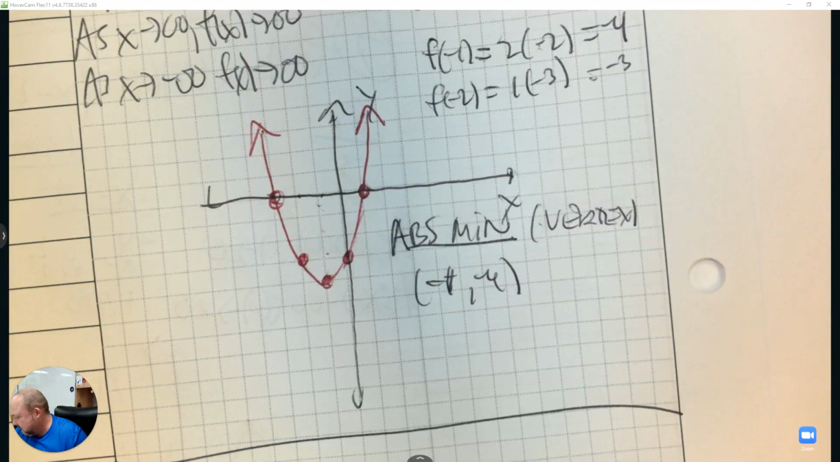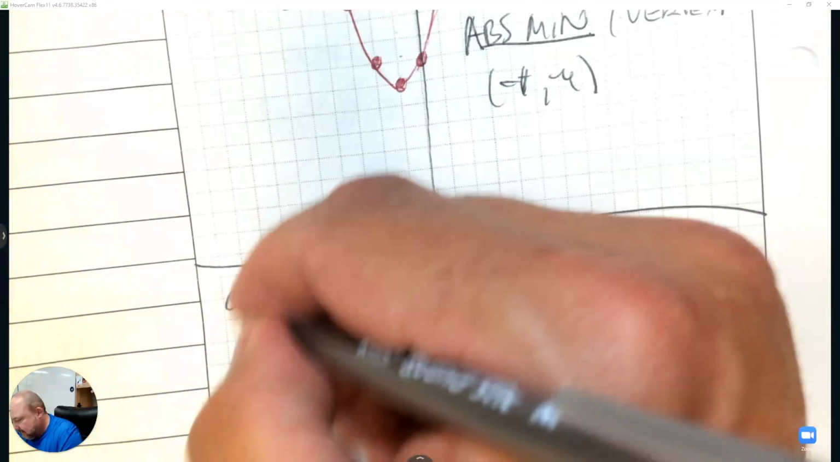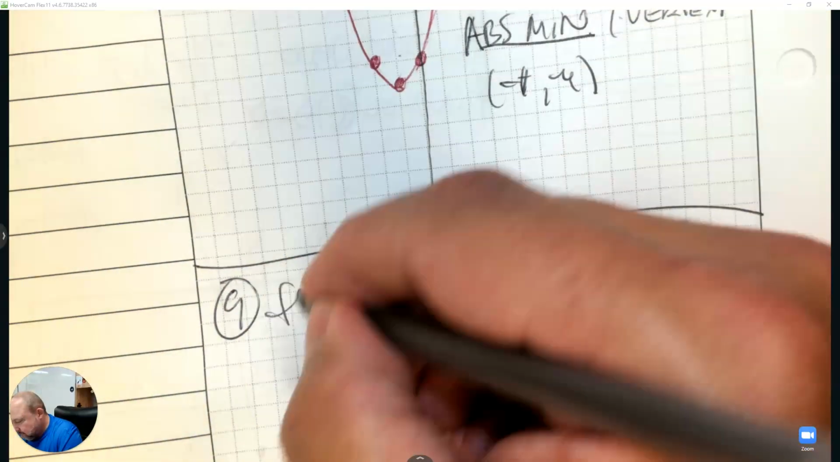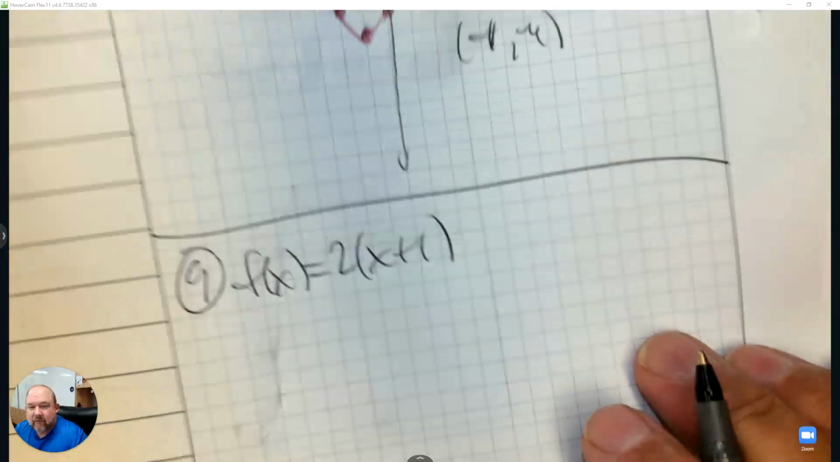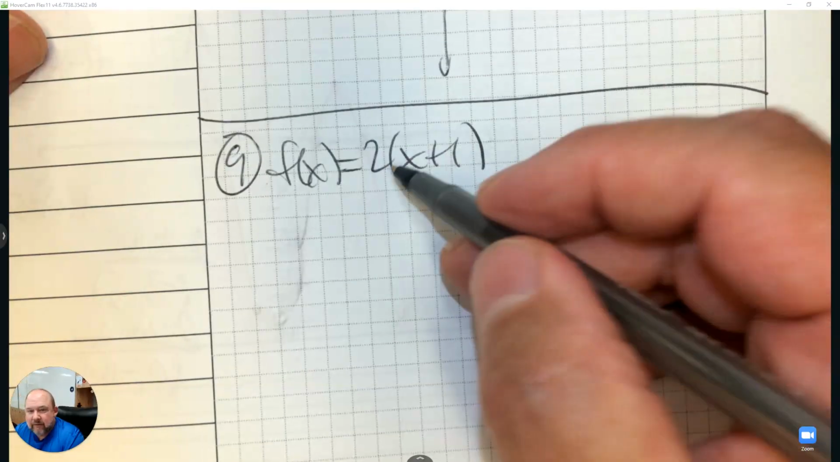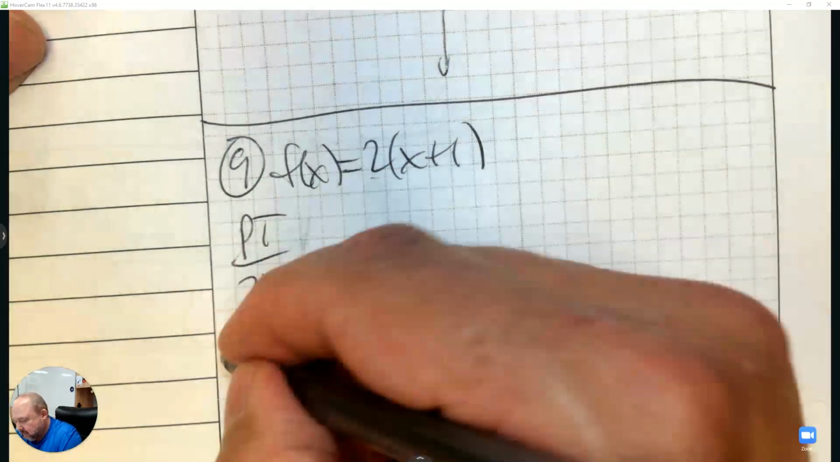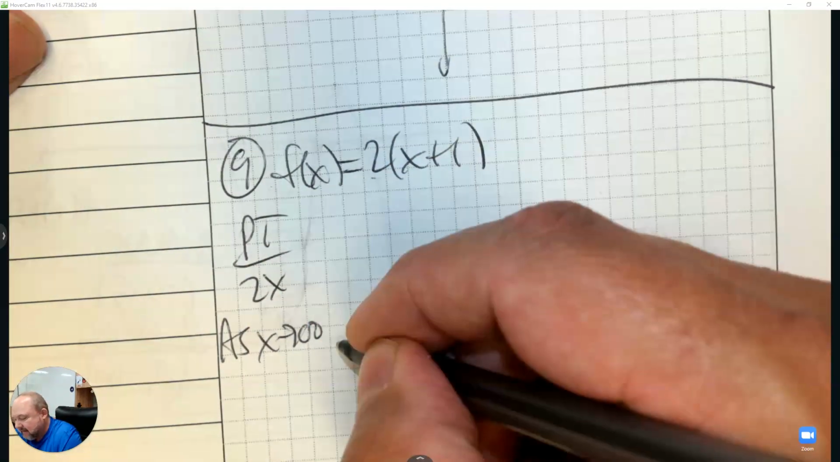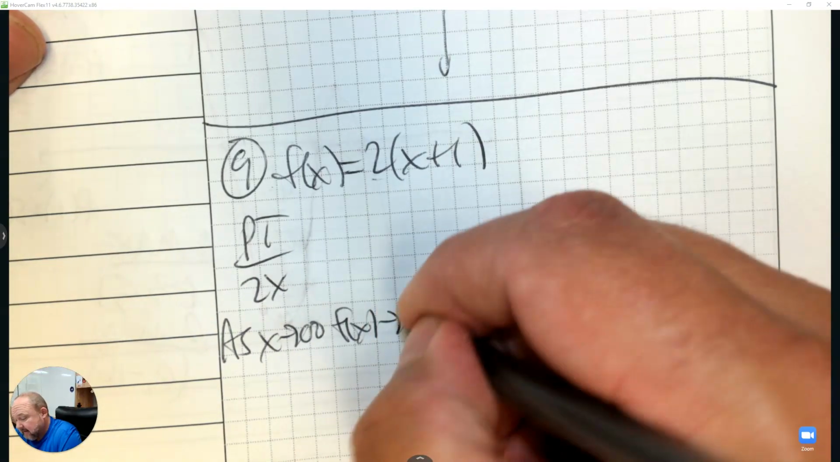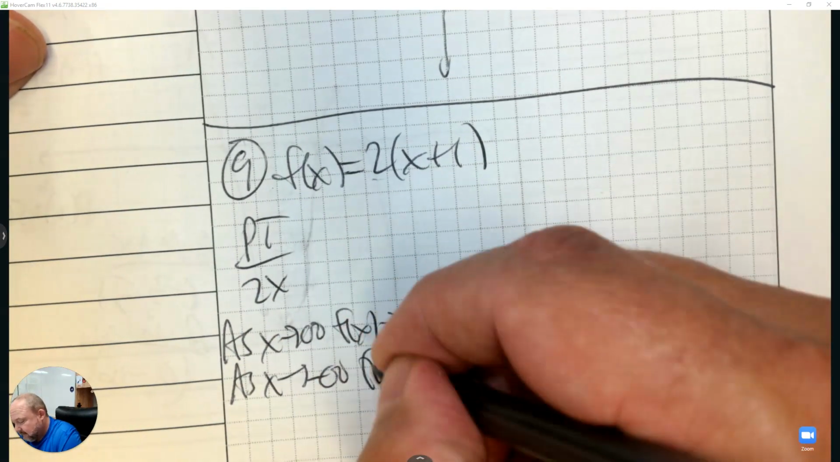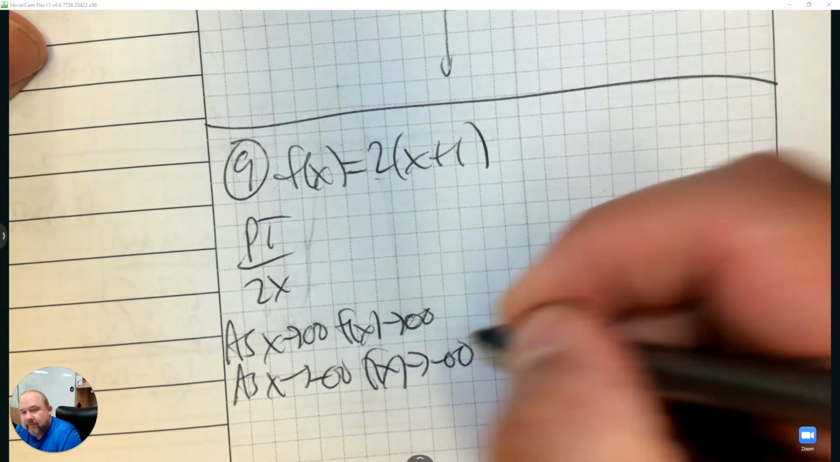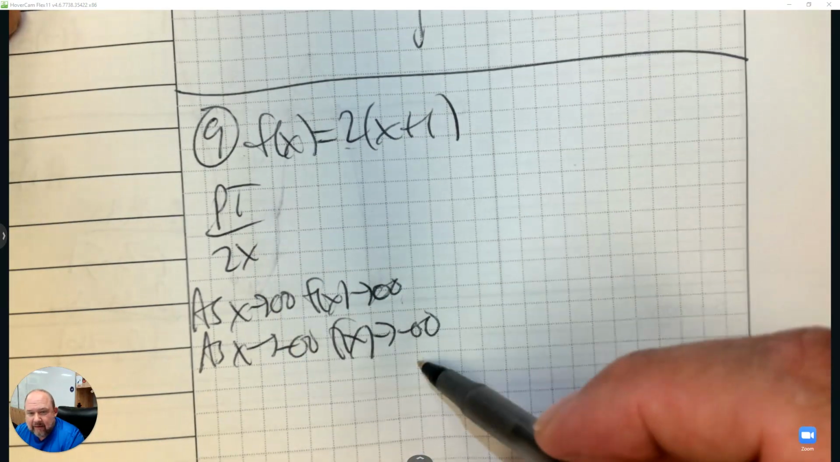Next one, where are we at? Number 9. So we're going to follow the same pattern. So the power term, if we multiply it out, is 2x, which means the right end behavior goes up and the left end goes down. So the right end is up and the left end is down.